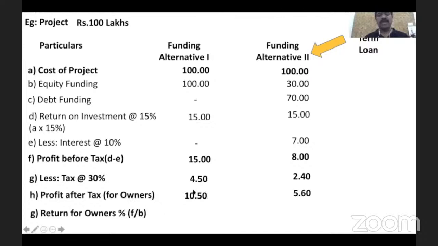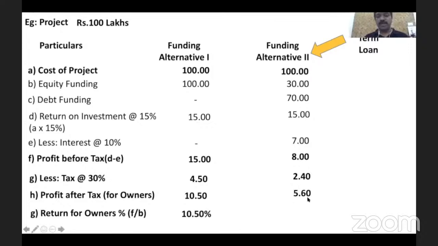How much owners are getting now? They are getting 10.5 lakhs. Okay, but how much they have invested? They have invested 100 lakhs. So 10.5 lakhs as return for 100 lakhs, it means owners are getting 10.5%. They have invested 100 lakhs in this business and they are getting 10.5%. Pretty good.